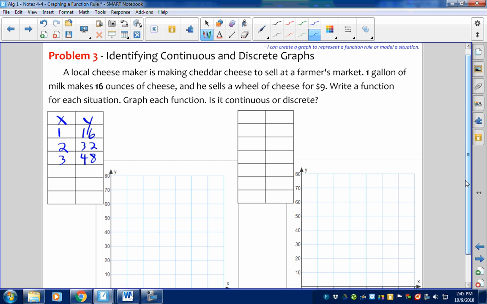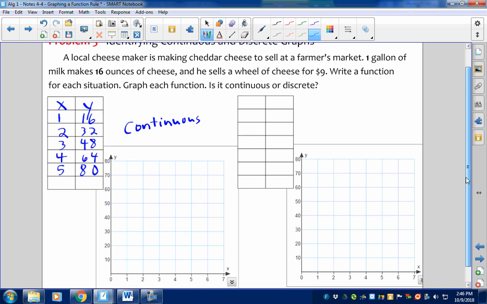Now, could you figure out a number of gallons of milk to create something in between 16 and 32? Yeah. So it's sounding continuous, right? 4 would be, add another 16 to this, 64. 5 would be 80. We're not going to go any farther than that. So this is a continuous function. I'm going to do that 6 just because.